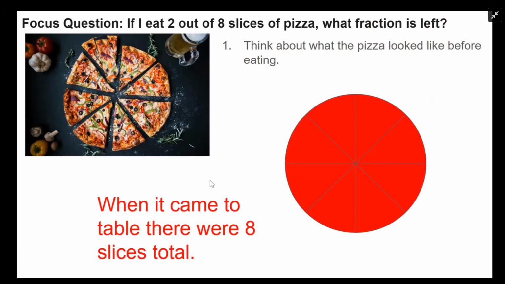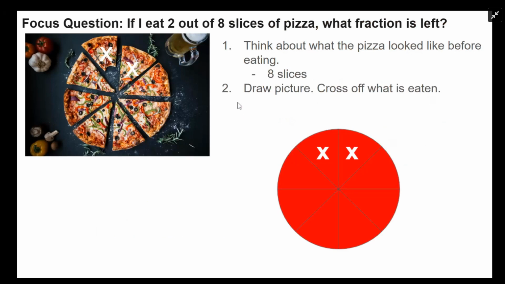When the pizza came out to the table, there were 8 slices total in the pizza before anyone ate any. I know this because my problem says if I eat 2 out of 8 slices of pizza, that means it started with 8 slices in the pizza.